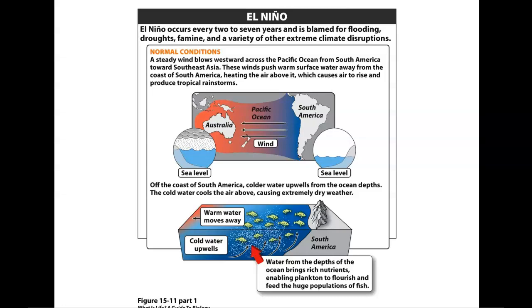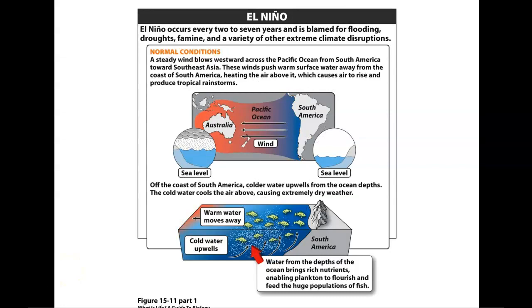So, with the normal conditions, a steady wind is going to blow westward across the Pacific from South America towards Southeast Asia. These winds push warm surface water away from the coast of South America, and it heats the air above it, which is going to cause that air to rise and produce tropical storms. Off the coast of South America, colder water upwells from the ocean depths, and that cold water is going to cool the air above, and it's going to cause extremely dry weather.